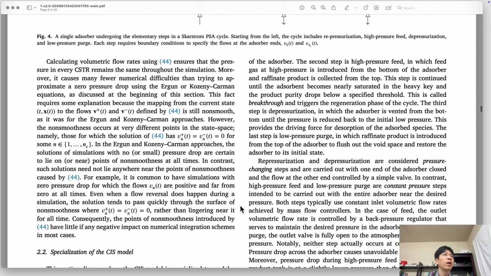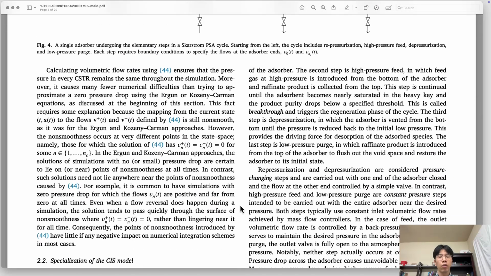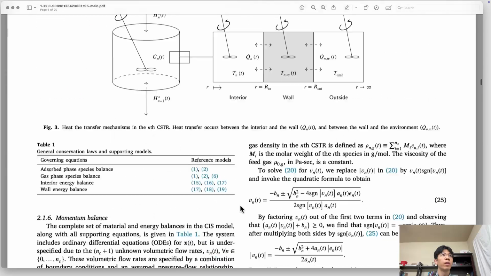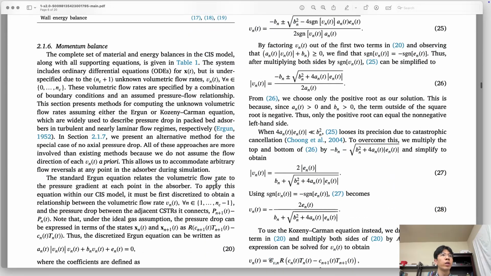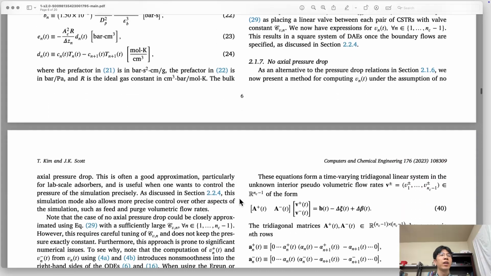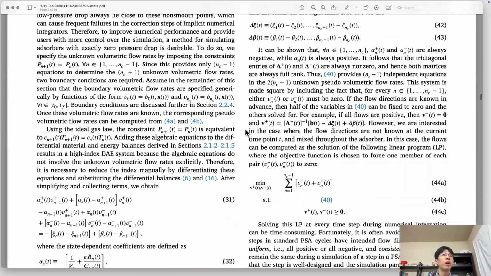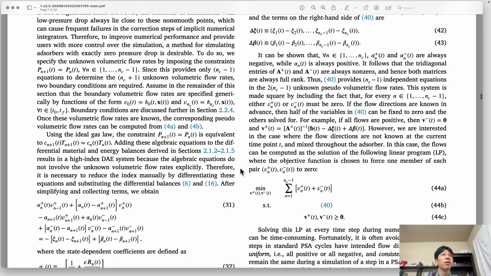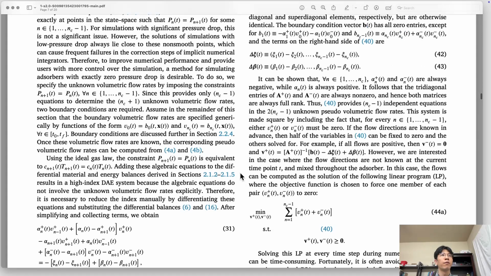Without going into too much detail, the takeaway message here is that there's the pressure-driven simulation, which utilizes empirical equations like the momentum balance equation, the Ergun equation, and Kozeny-Carman. That's the pressure-driven approach. In addition, we developed the flow-controlled approach, where we assume there's no axial pressure drop, and then we can solve for the unknown volumetric flow rates based on the equations derived from those assumptions.